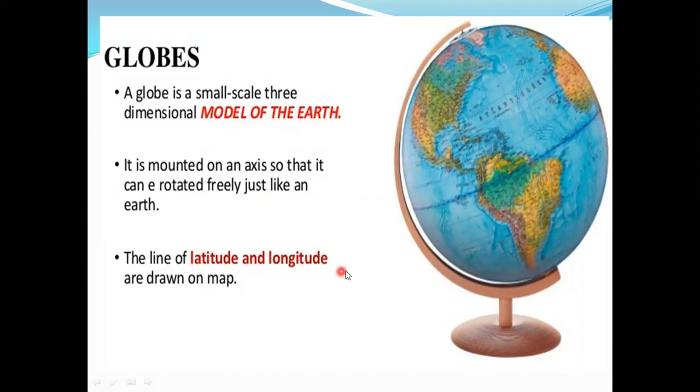The lines of latitude and longitude are drawn on the map. See, in the map we can see the lines. Yes or no? These are the lines. What do we call them? We call them imaginary lines. Among these imaginary lines, there are two types. What are the two types? One is latitude and another one is longitude. So latitude and longitude are the two imaginary lines on the map.